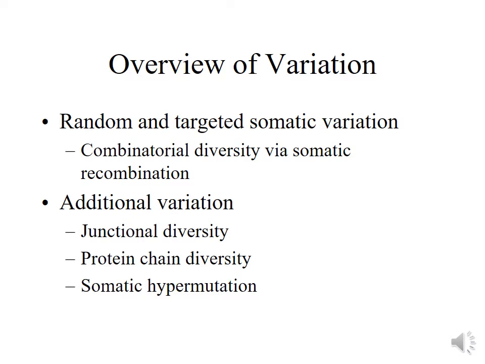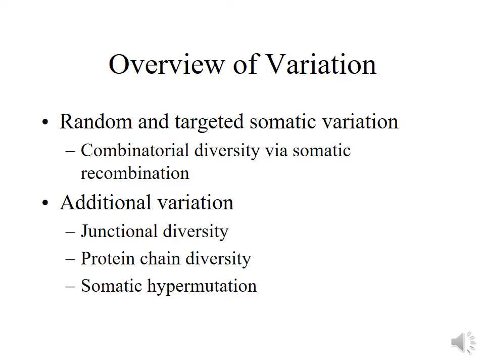The different combinations of gene segments are made possible through somatic recombinations that occur in IgG genes in mature B cells and in T cell receptor genes in mature T cells. Additional variation is found through junctional diversity, the protein chain diversity, and somatic hypermutation.